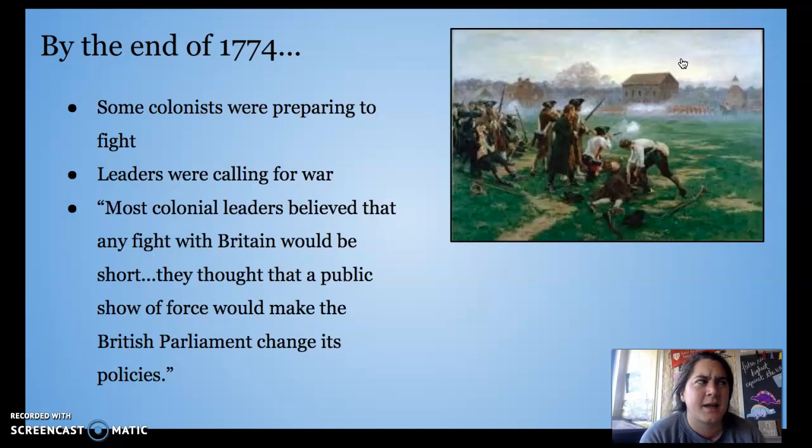So it wasn't just citizens who were like, I'm mad. It was leaders of the colonies saying, okay, we're uniting. That third bullet point was a quote that I found from my research. It said, most colonial leaders believed that any fight with Britain would be short. They thought that a public show of force would make the British Parliament change its policies.